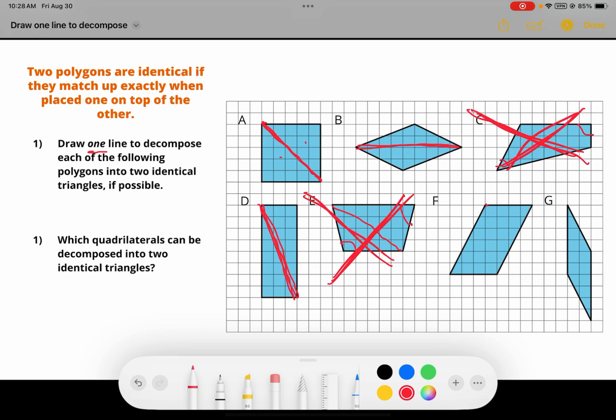For F, let's see if I split it diagonal. I could trace one triangle. These 2 triangles are identical. And then if I split it up right here, these triangles are identical.